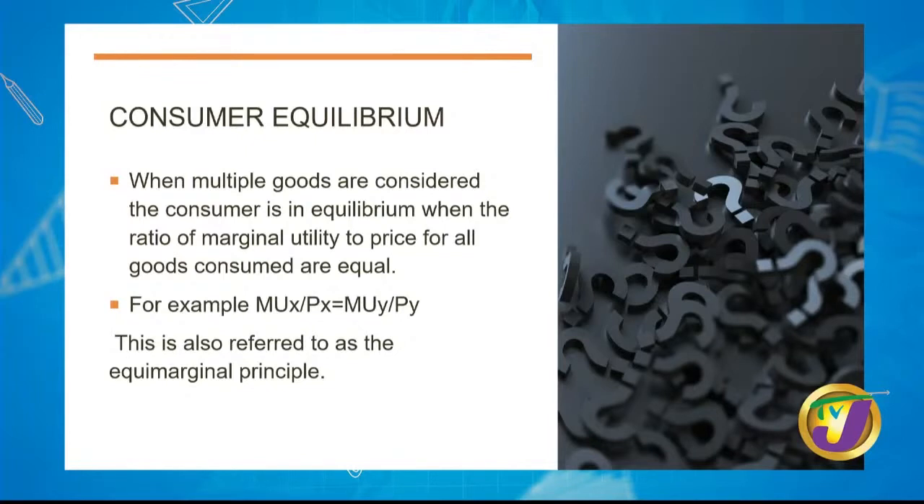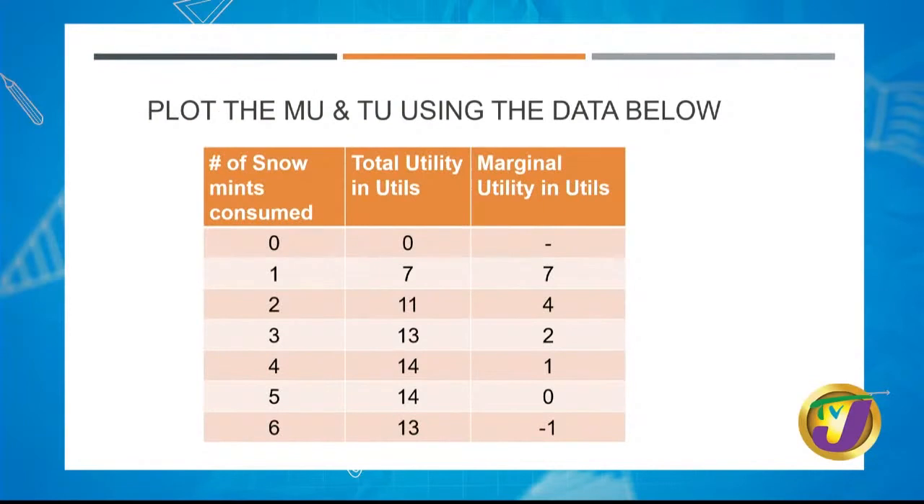So the marginal utility of good X divided by the price of good X should be equal to the marginal utility of good Y divided by the price of good Y. What does that mean? It simply means the consumer will consume both goods to a point where they are indifferent. They get the same level of satisfaction from both. Now we want to look at this table, which is showing you total utility and marginal utility.